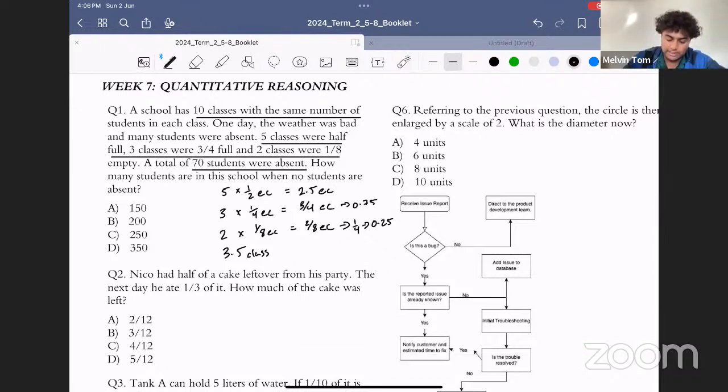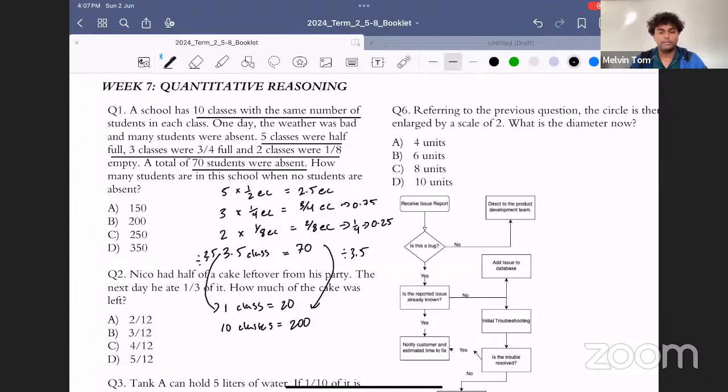The question also tells us that 70 students were absent. So 70 students is the number of students in 3.5 classes. We want to find out how many students are in one class. You go from 3.5 to one class by dividing by 3.5, so you have to divide 70 by 3.5 as well. 70 divided by 3.5 is 20. So if one class has 20 students, 10 classes have 200 students.